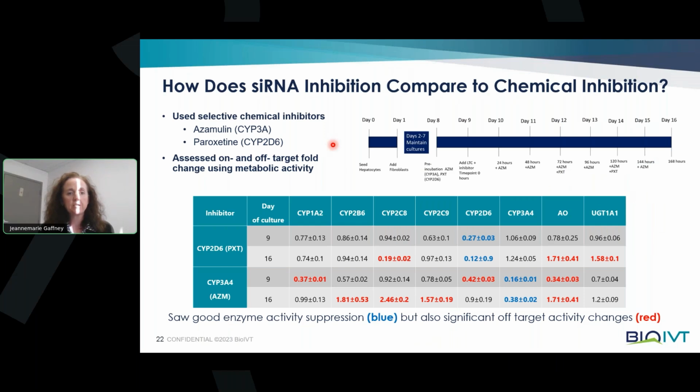That would be right before we start doing our clearance study. When we're doing chemical inhibition, such as azamulin, we need to dose every day with that inhibitor in order to maintain suppression of that CYP. For paroxetine, we need to redose that inhibitor every other day in order to maintain that suppressed CYP activity. And similar to our gene knockdown method, we once again assessed on and off target fold change using metabolic activity. You can see here in blue, once again, the activity suppression, which worked very well for the chemical inhibition. In red, we have highlighted some fold change, which we did see for some of the off-target effects using the chemical inhibition method.